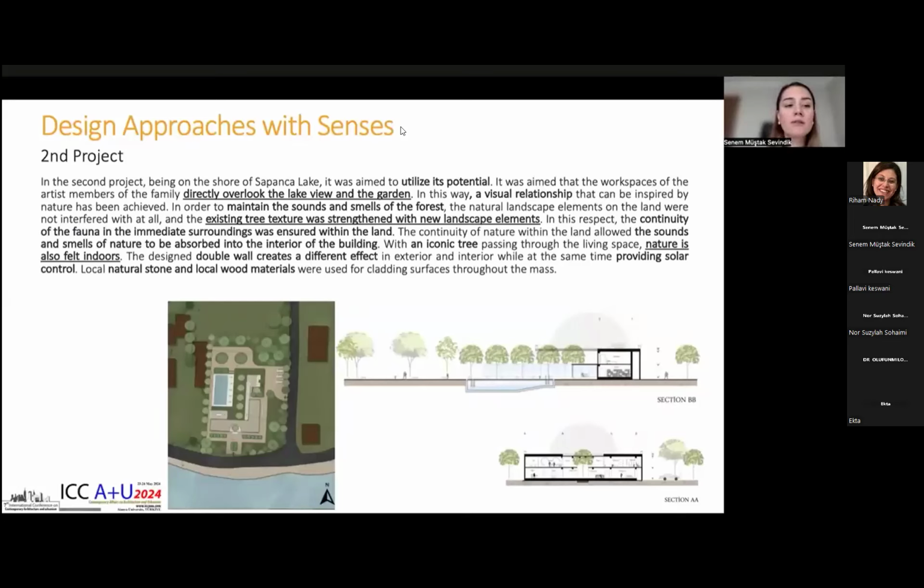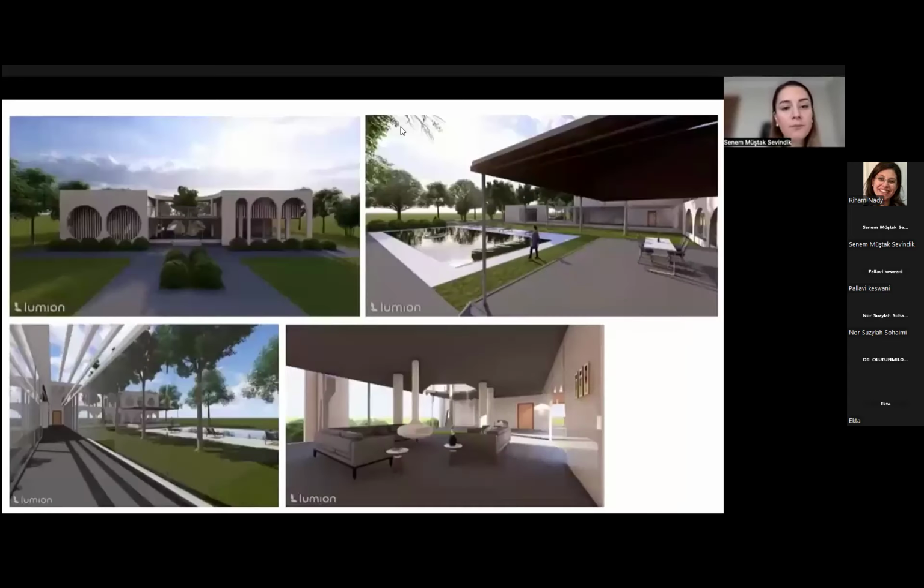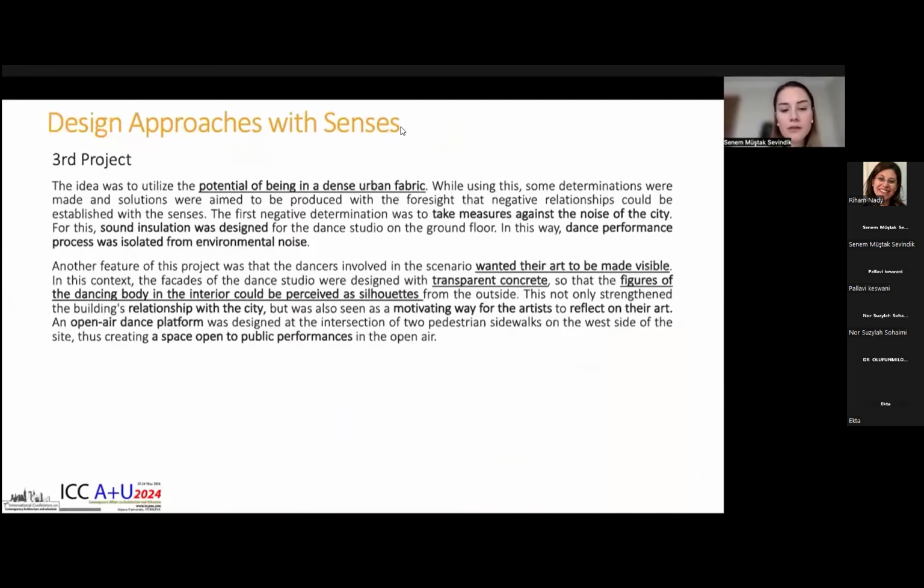In this respect, the continuity of the fauna in the immediate surroundings was ensured within the land. The continuity of nature within the land allowed the sounds and smells of nature to be absorbed into the interior of the building. With an iconic tree passing through the living space, nature is also felt indoors. The design's double wall creates a different effect in exterior and interior, while at the same time providing solar control. Local natural stone and local wood materials were used for cladding surfaces throughout the mass. And this is the model and the 3D renders.